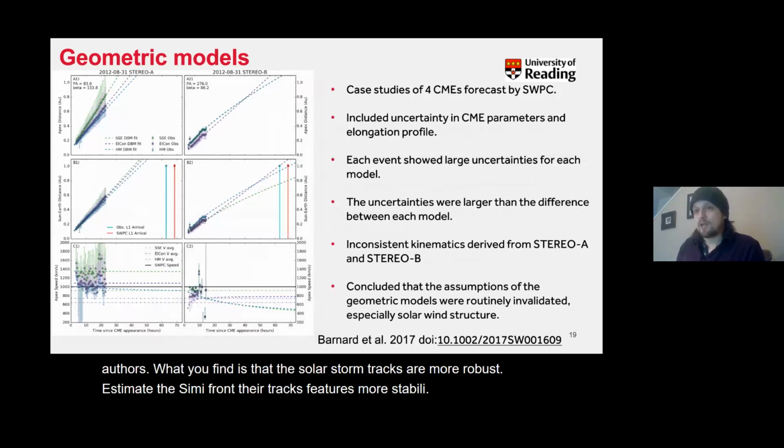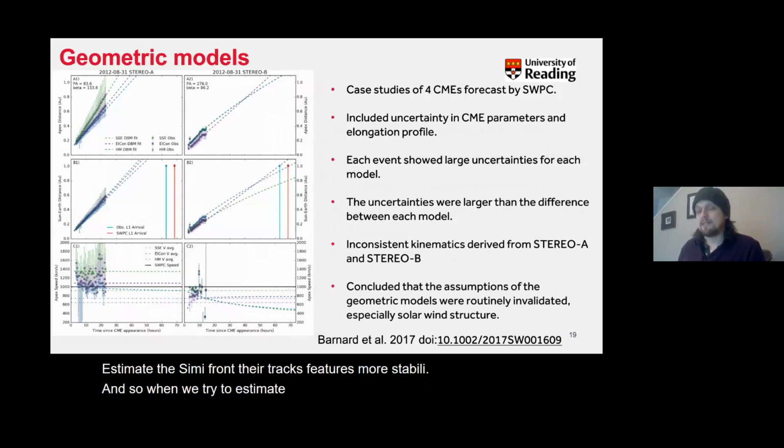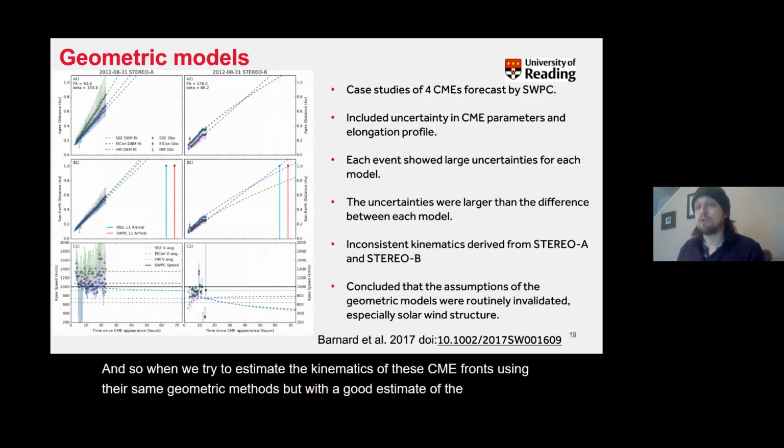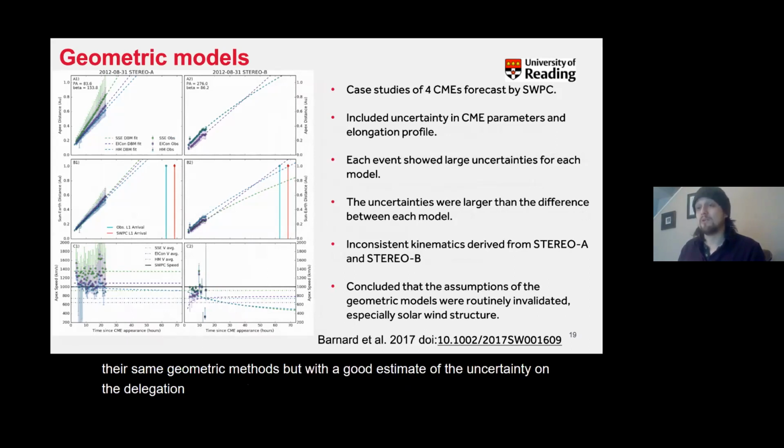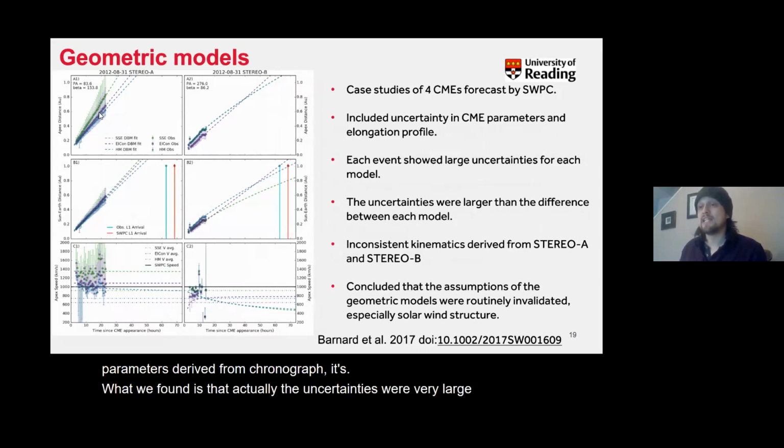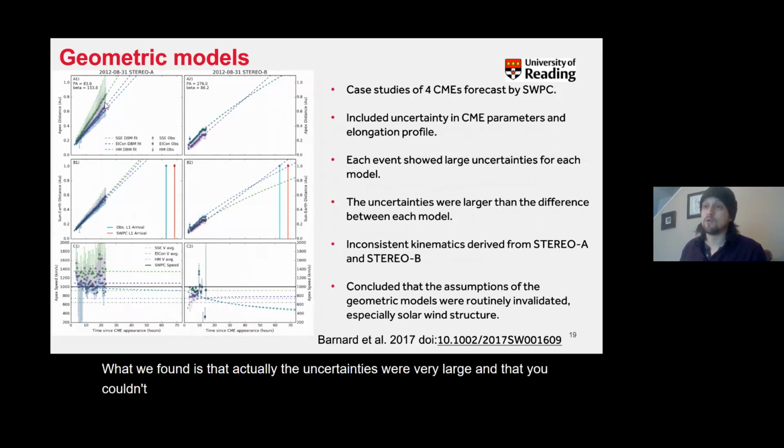And so when we tried to estimate the kinematics of these CME fronts using those same geometric methods, but with a good estimate of the uncertainty on the elongation profile, and also good estimates of the uncertainty in the CME parameters derived from coronagraph fits, what we found is that actually the uncertainties were very large and that you couldn't reasonably discriminate between the different models given their uncertainties.